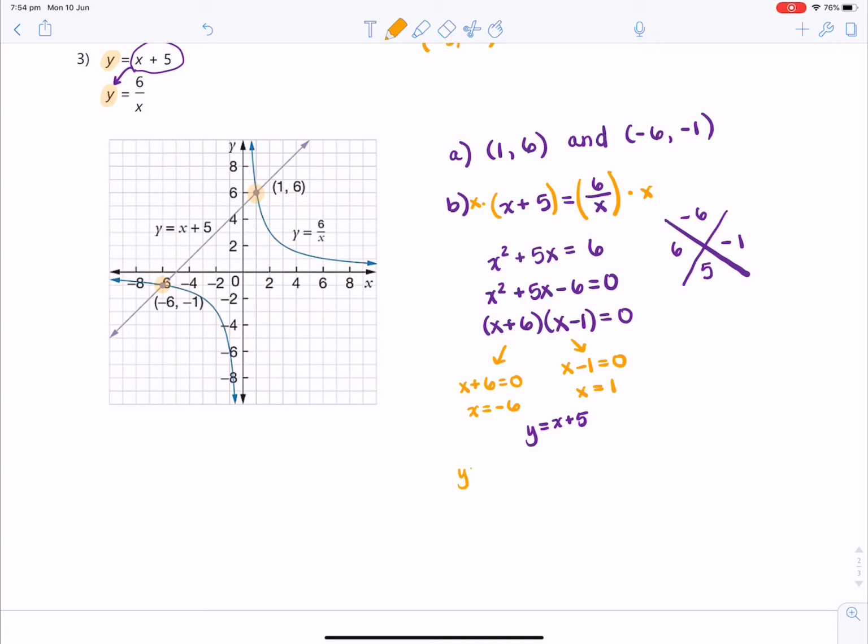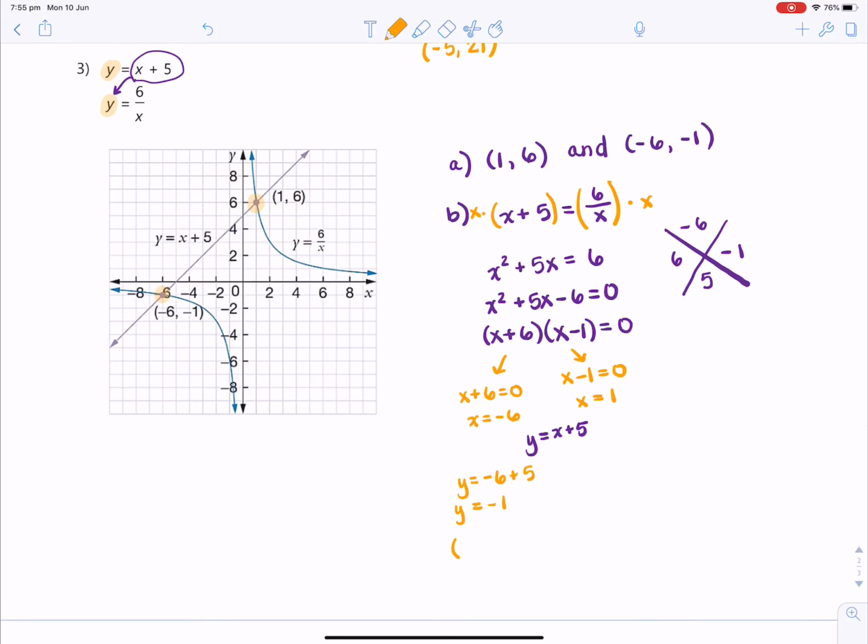So I'll first substitute in negative 6, and I'll have y equals negative 6 plus 5, which is negative 1. So my first solution is x equals negative 6 and y equals negative 1. I'll then substitute in my other x coordinate, which is 1. So I'll have y equals 1 plus 5, which is 6. So my second solution is x equals 1 and y equals 6. This matches the solutions that I was able to get and observe visually from the graph.